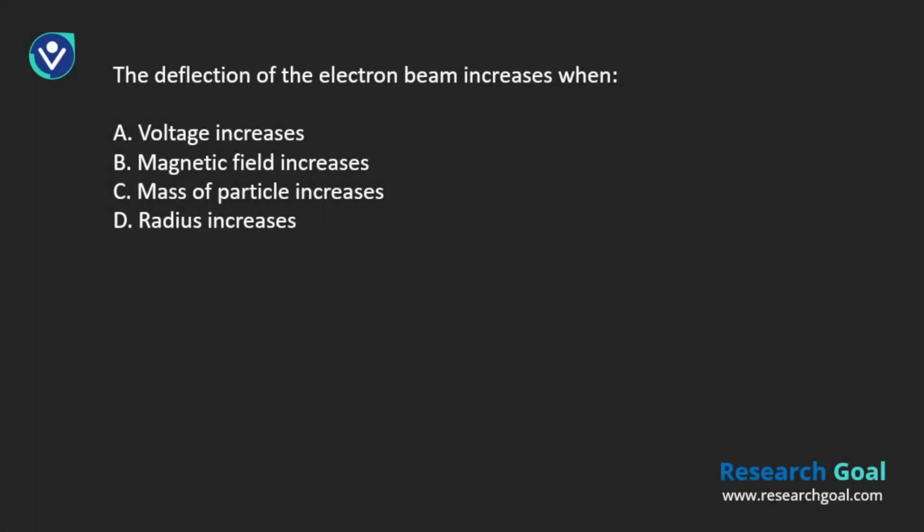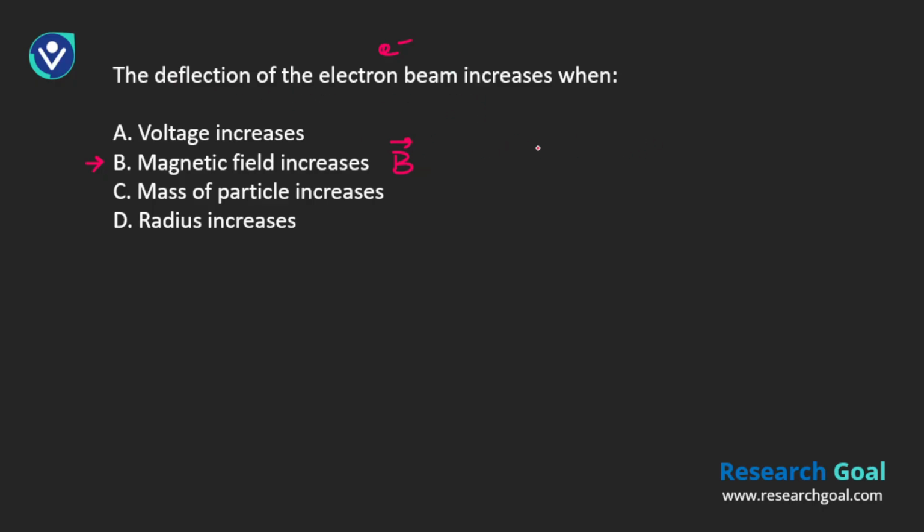Again, we have a very important question: the deflection of an electron beam increases when, option A, voltage increases, option B, magnetic field increases, option C, mass of the particle increases, option D, radius increases. Now think about the concepts that you have studied in this topic and see if you can come up with the correct option. You can pause the video, and then I'll give you the correct option. The correct option for this question is B, magnetic field increases. When the magnetic field B increases, the deflection of the electron beam increases.